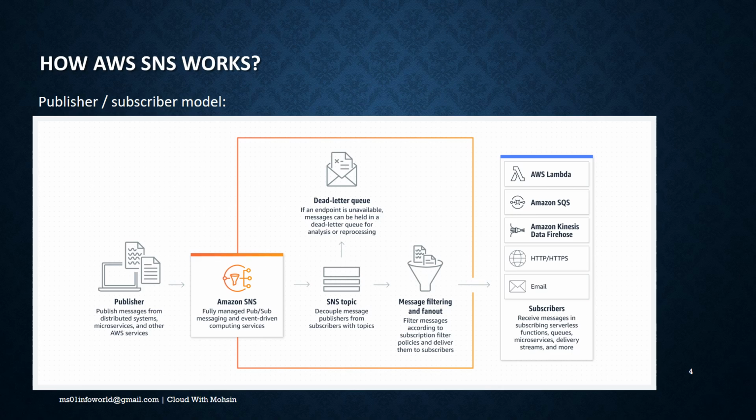Message filtering is for when you need to customize your messages. You want to deliver the messages to the subscribers, but there should be some customization, like you don't want a particular pattern. Based on that you can do the message filtering and fan out. At the extreme right, you can see the various subscribers. These processed messages can be subscribed by AWS Lambda, AWS SQS, Kinesis Data Firehose, HTTP or HTTPS, or email. So these could be various subscribers who would be receiving these messages. That is the publisher subscriber model.